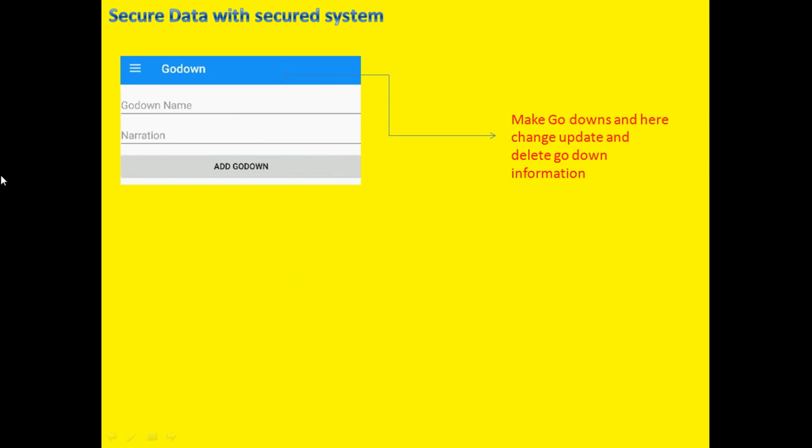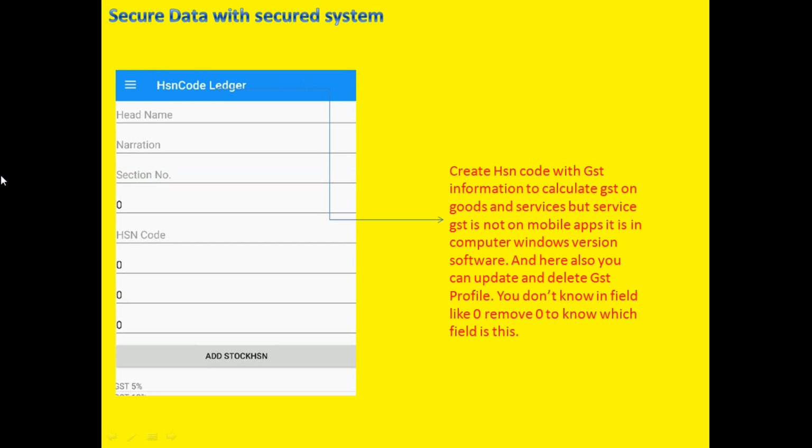By default, when you create a company, some units are created automatically. Make godowns, and here change, update and delete godown information. Create an HSN code with GST information to calculate.